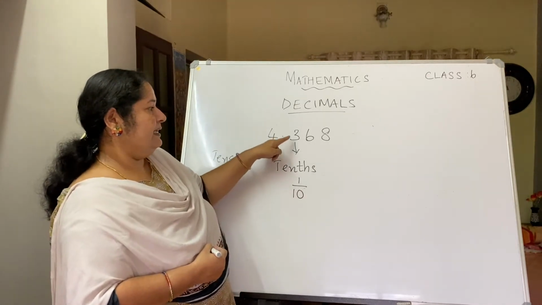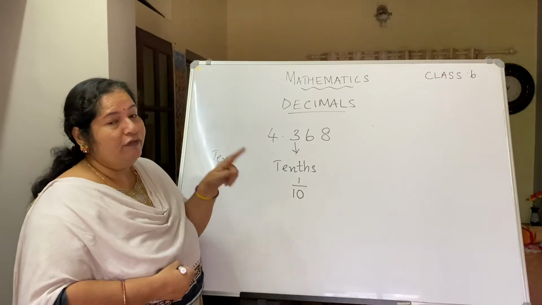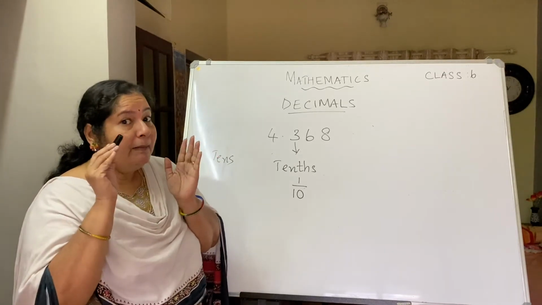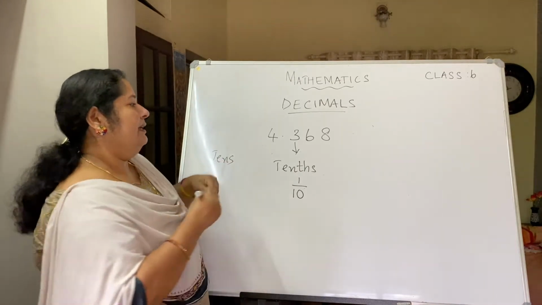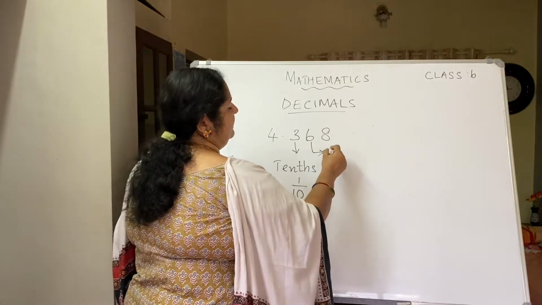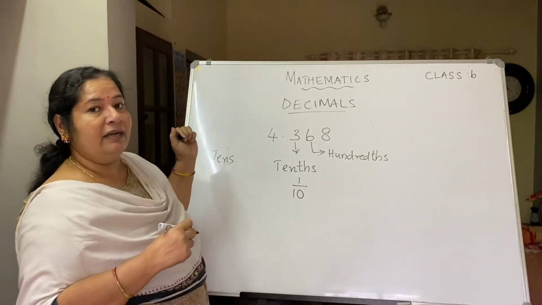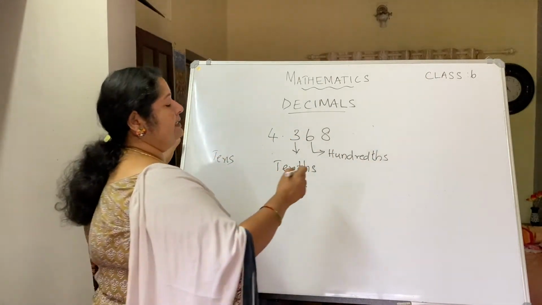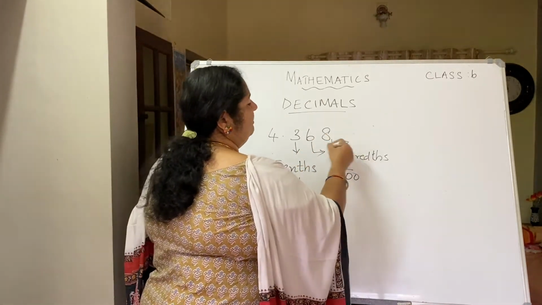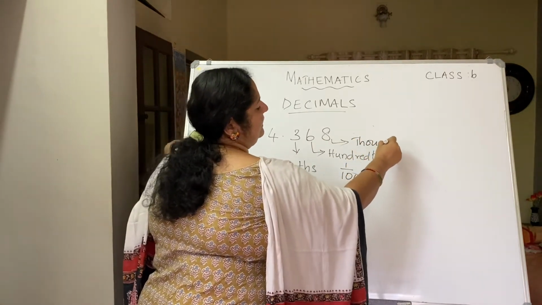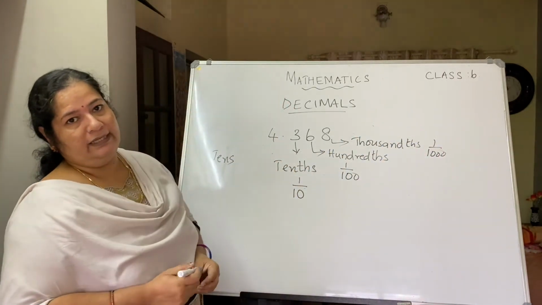Here in the decimal part, the first place is the tenths place having a value of 1 by 10, because it is a part, a decimal part. It is not a whole, it is a part. Now the second place is the hundredths place, the hundredths place having a value of 1 by 100. And the third place is the thousandths place having a value of 1 by 1000.